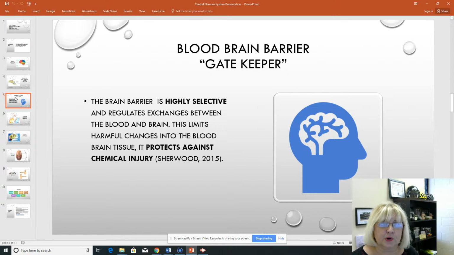So let's talk a little bit more about the blood-brain barrier, or what we call the gatekeeper. Your blood-brain barrier is highly selective and it regulates exchanges between the blood and the brain. This limits the harmful changes into the brain tissue. It protects against chemical injury. So it will let the helpful substances across the barrier and it keeps the harmful out.